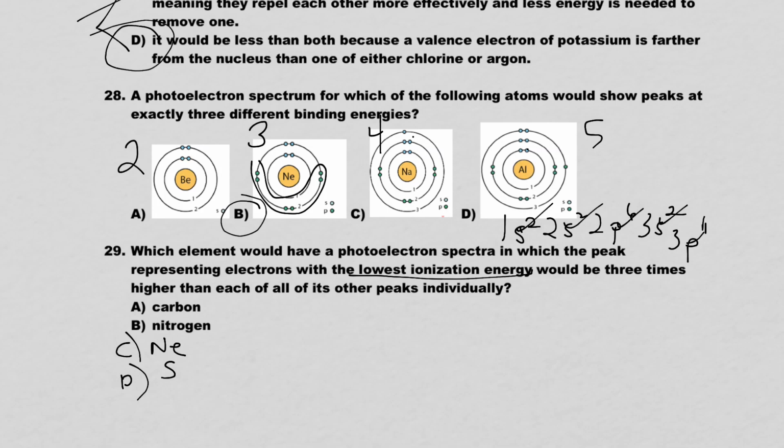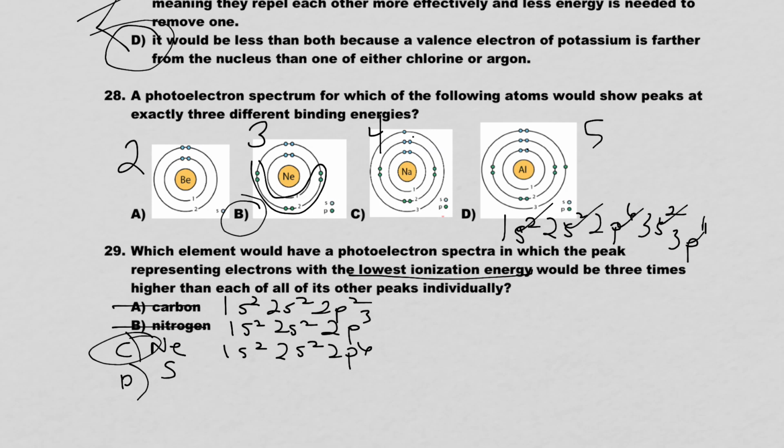This is where, again, I would highly recommend electron configuration. So 1s2 for carbon, 2s2, 2p2. See, all 3 of those peaks represent 2 electrons. They would all be the same height. That's not the answer. If I look at nitrogen, 1s2, 2s2, 2p3. So that last peak would be a little bit taller, but not 3 times taller. Not nitrogen. Neon, 1s2, 2s2, 2p6. Okay, that looks like our answer because the first 2 peaks are the same height, and then that last peak would be 3 times higher. And then let's just check sulfur, 1s2, 2s2, 2p4. This peak would be twice as high, so it's definitely neon.